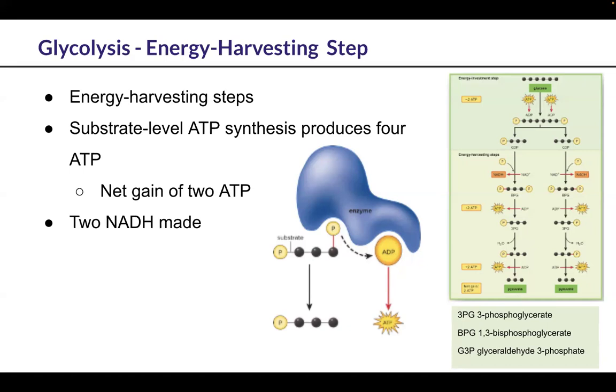All right, so this is a substrate-level ATP synthesis. And this is going to produce 4 ATP, but because we use 2 ATP above, we have a net gain of 2 ATP. And we also make 2 NADH. And these are also known as electron carriers, the NADH.